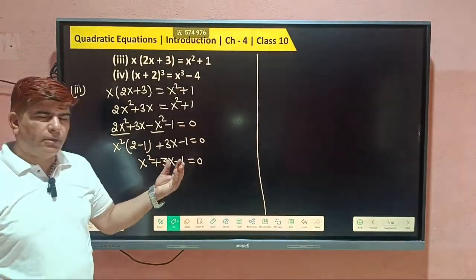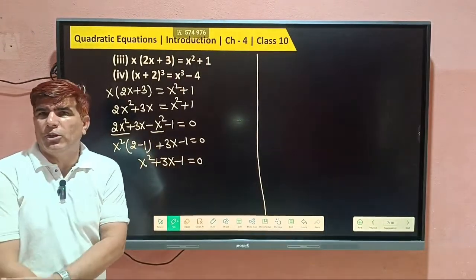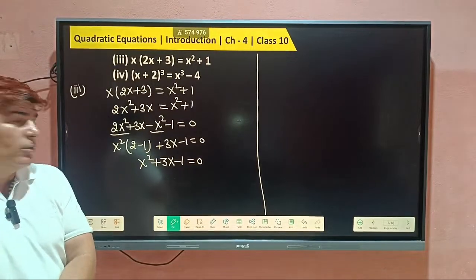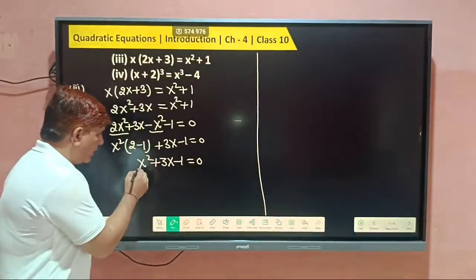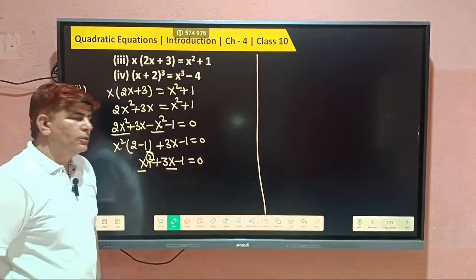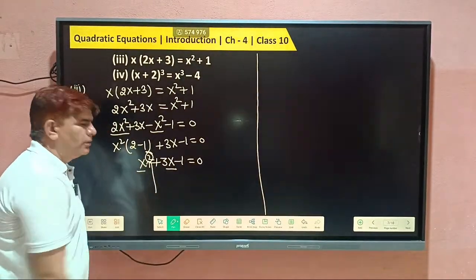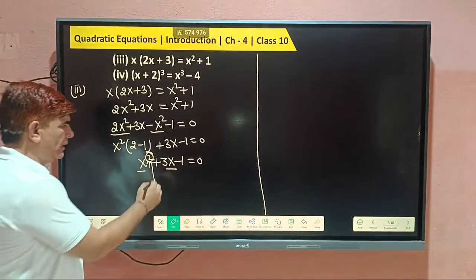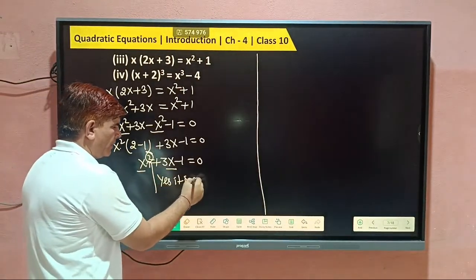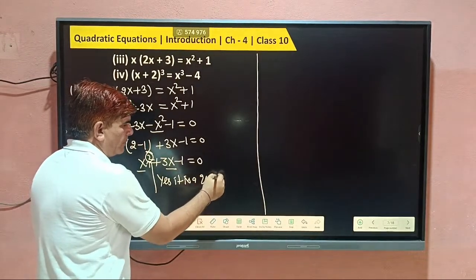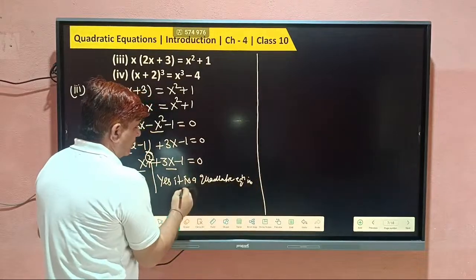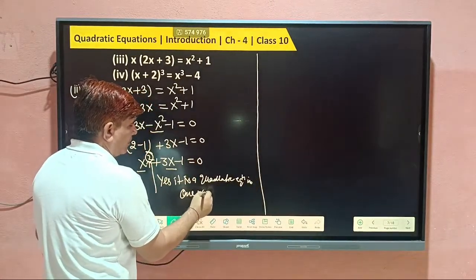Is it a quadratic equation? Is it an equation? Definitely an equation. Then we have to tell whether it's a quadratic equation or not. What's the highest power of the variable? The variable is x. So what's its highest power? 2. So what can you say? Yes, it is a quadratic equation in one variable.